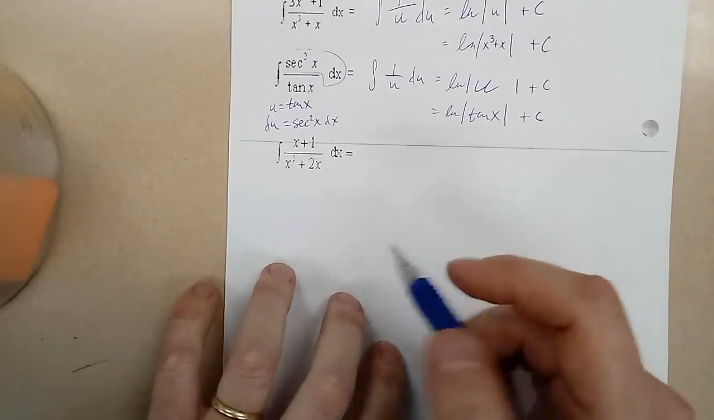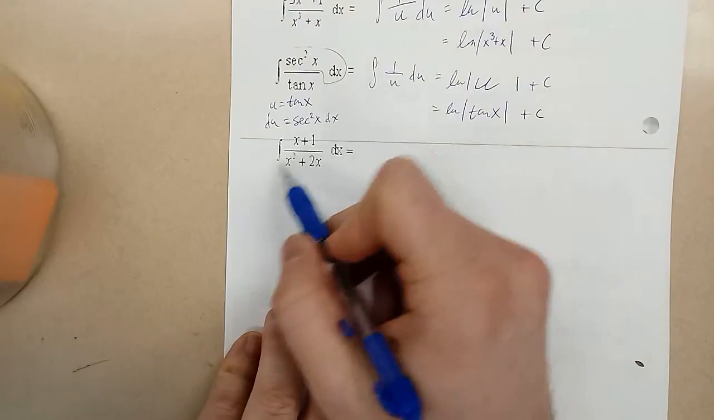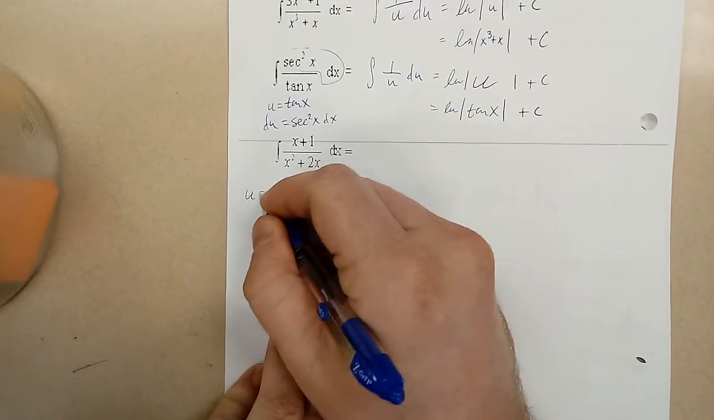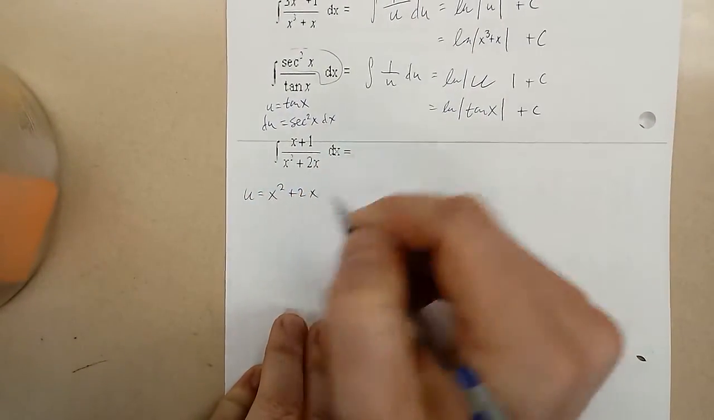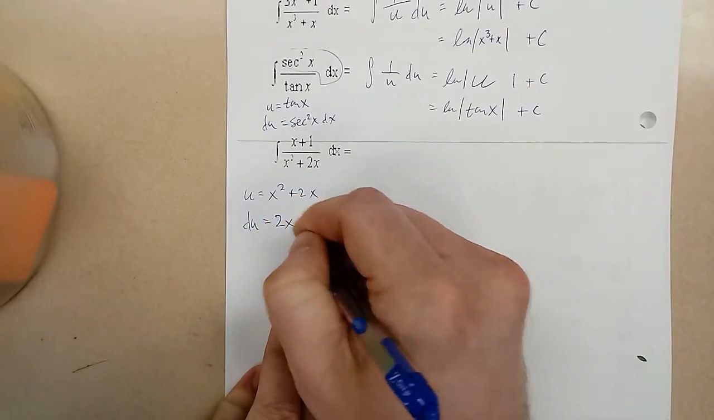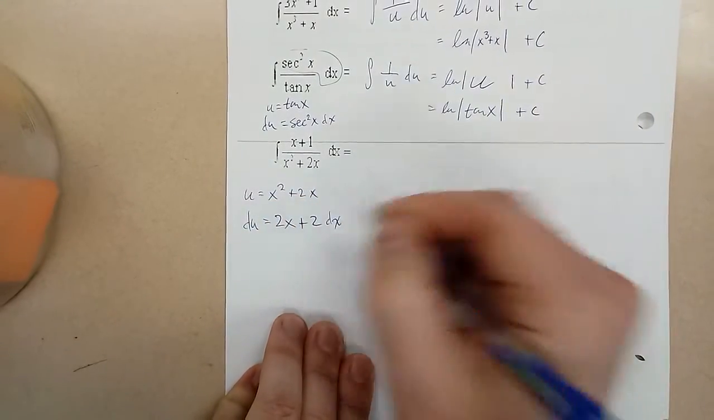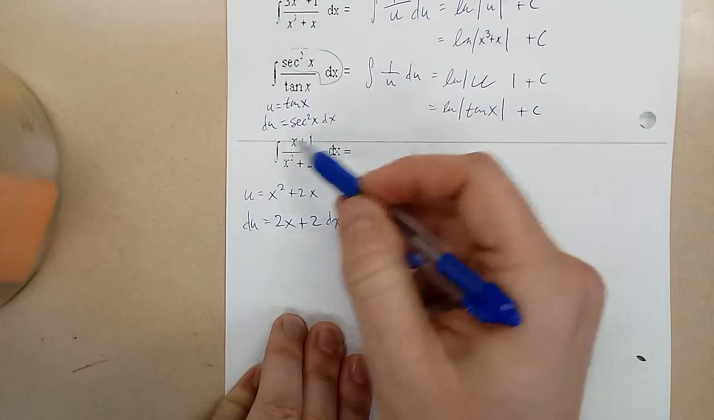Okay, so next question. Maybe we have another perfect one. Well, let's see. If I set u equal to x squared plus 2x, then du is equal to 2x plus 2 dx. That does not fit here.